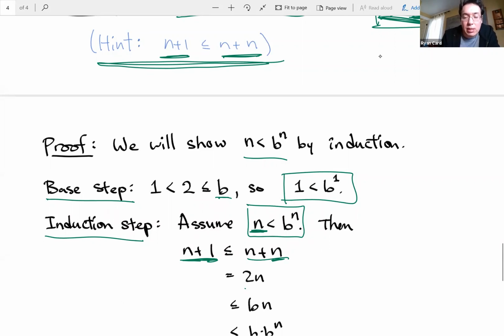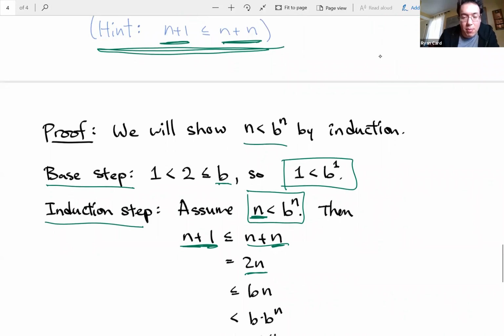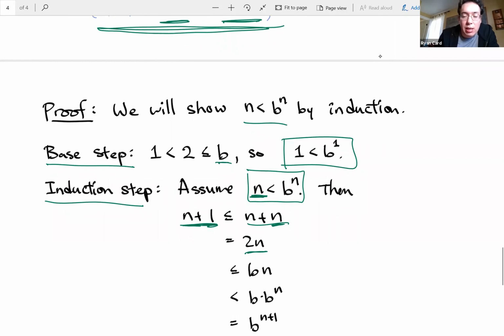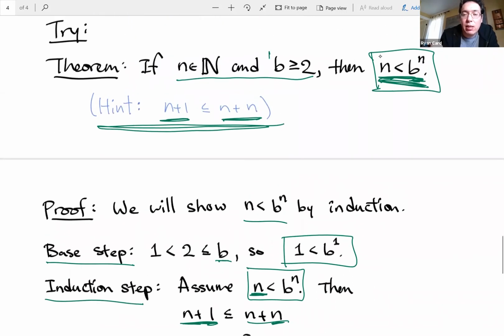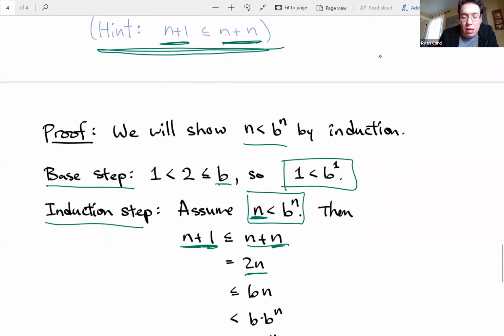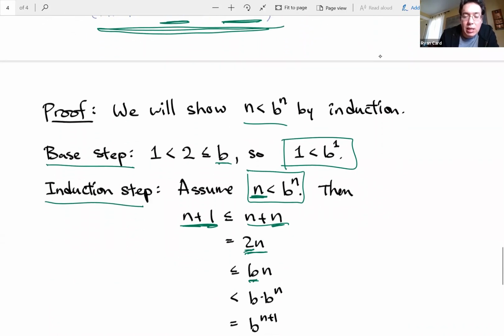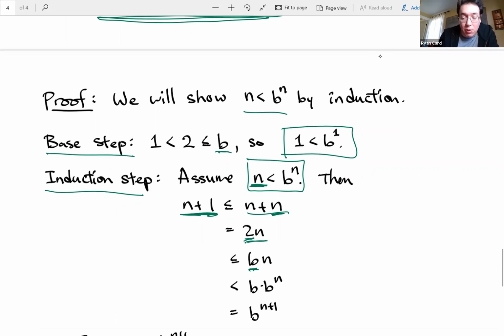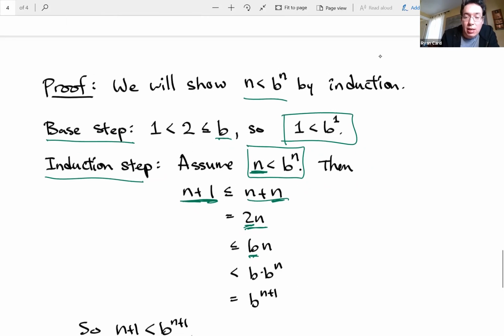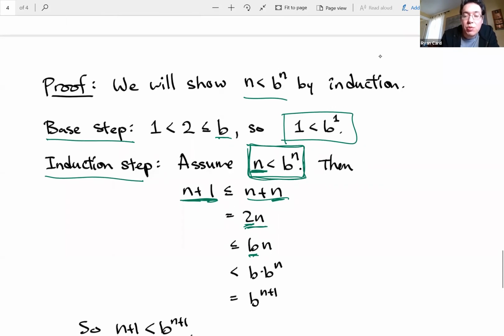Well, n plus n is equal to 2n. And we know that the base b is greater than or equal to 2. So if I take the 2 here and replace it with b, I'll get something that's possibly bigger. So b times n is greater than or equal to 2 times n. And then I'm going to use the fact that we know that n is strictly less than b to the n. So if I replace n with b to the n, I get something that's bigger.